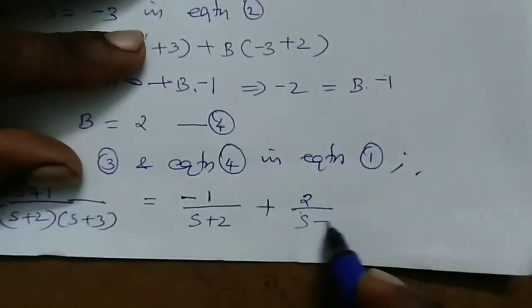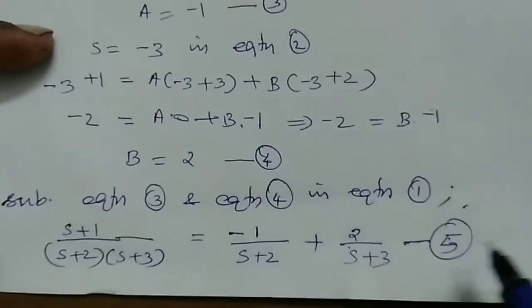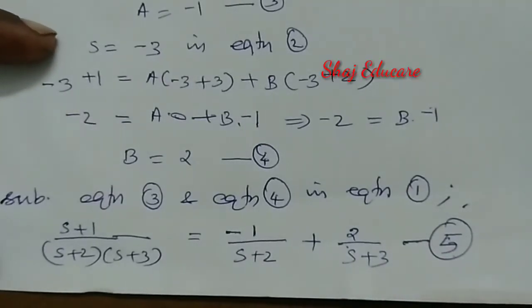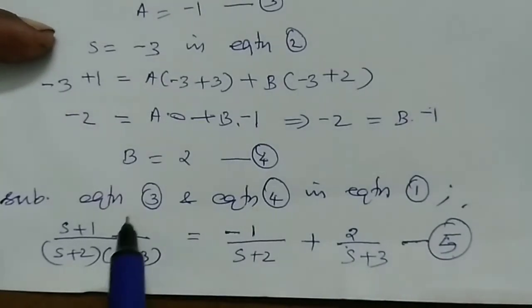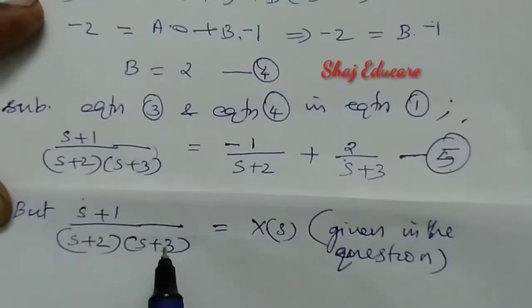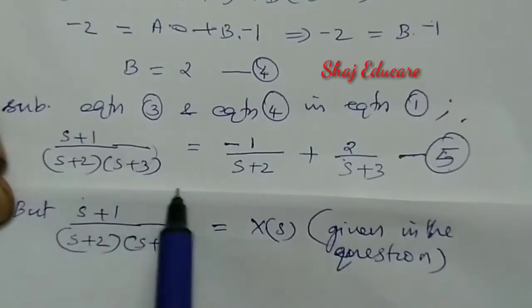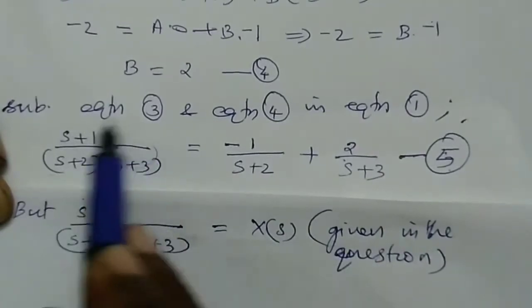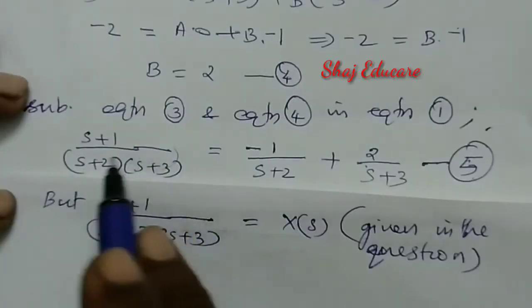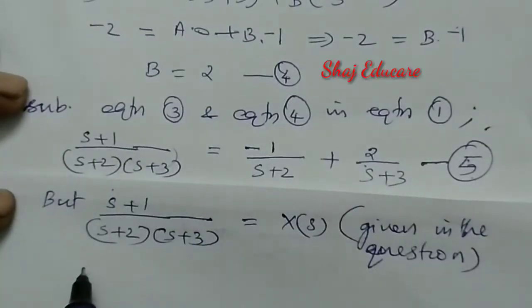Now we have 2 divided by s plus 3. Let us mark this as equation number 5. But one thing to be noted is, what about this LHS? It is given in the question that this term is X of s. So let us replace this left hand side using X of s.